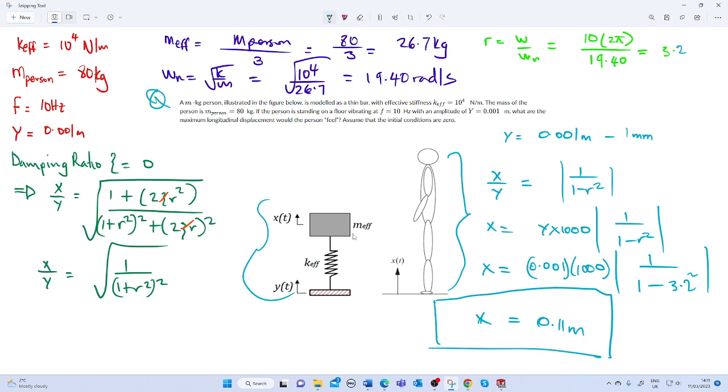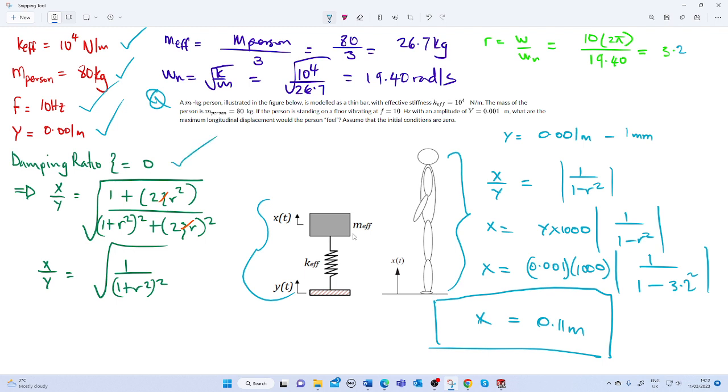First of all, let's pull out all the parameters. We know the stiffness of the timber, which is 10^4 Newton per meter, and the mass of the person, which is 80 kilograms. We were given the vibrating frequency of the body standing on the floor, 10 Hertz, and the amplitude displacement, 0.001 meter. Now that we were told that the floor is vibrating, therefore the damping ratio will be 0.